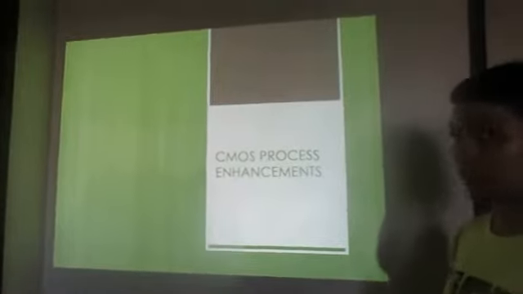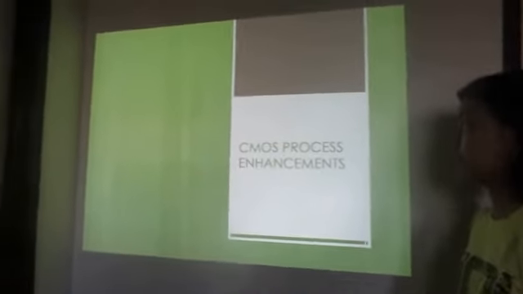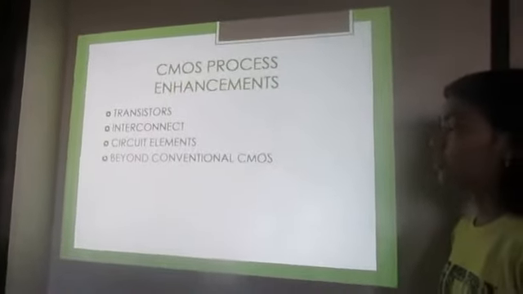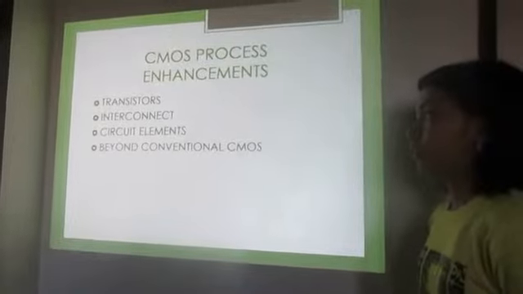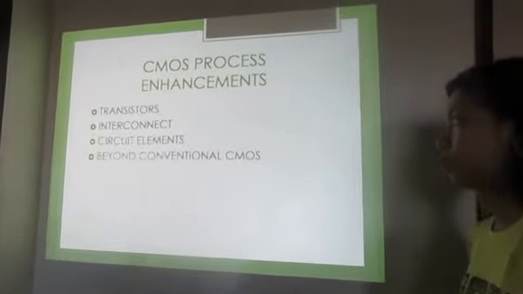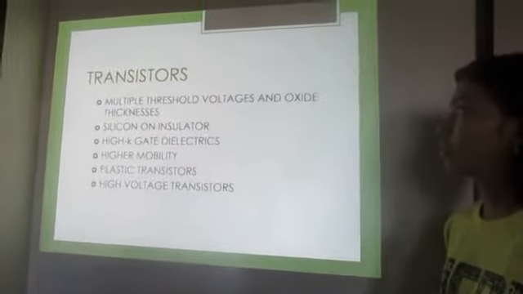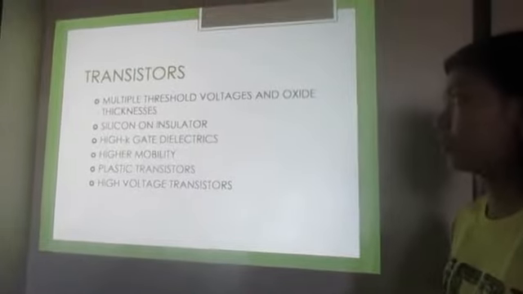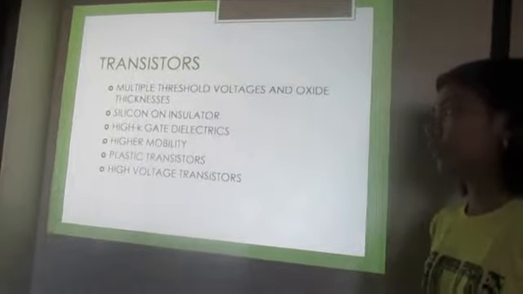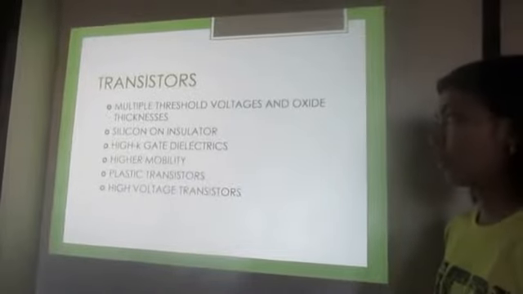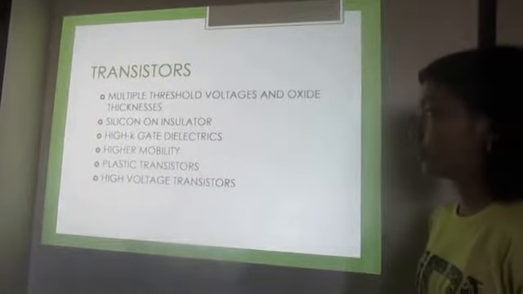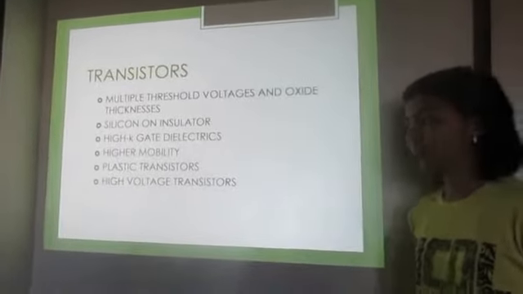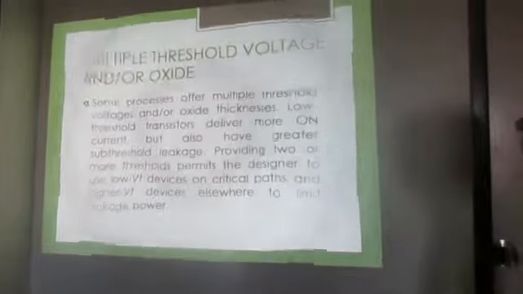So, the next subtopic of the layout processes technology is the CMOS process enhancements. Under that are transistors, interconnect, circuit elements, and beyond conventional CMOS. In transistors, the following are the multiple threshold voltages and oxide thicknesses, silicon on insulator or SOI, high K constant gate dielectrics, higher mobility, plastic transistor, and high voltage transistors.